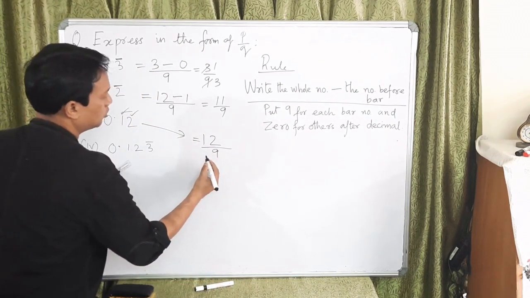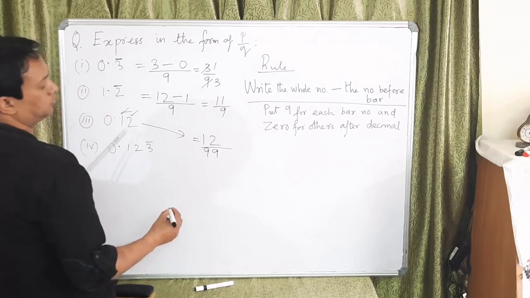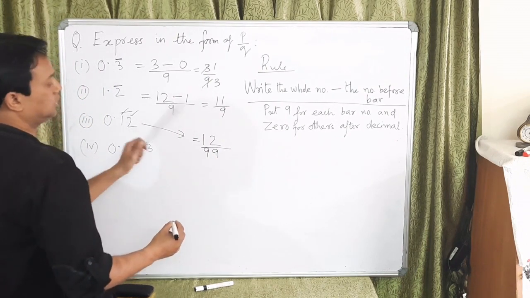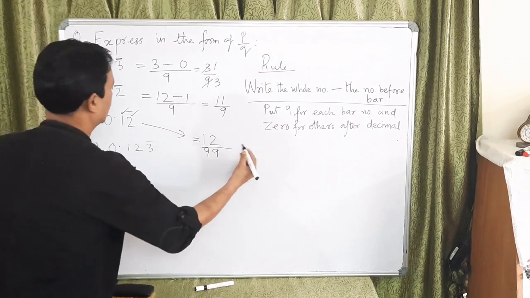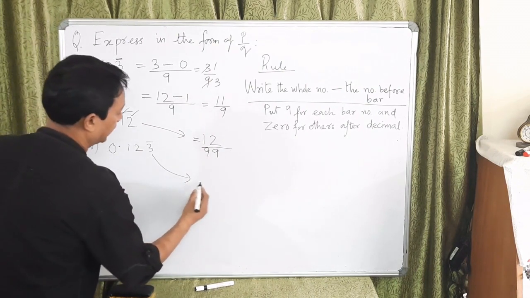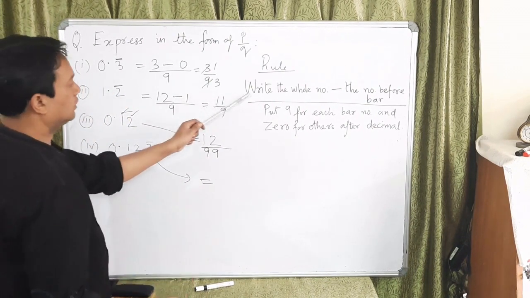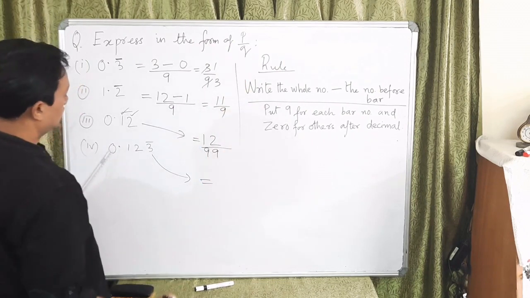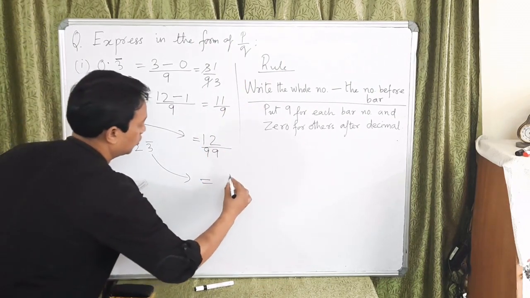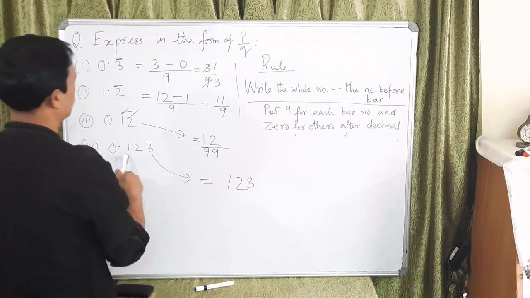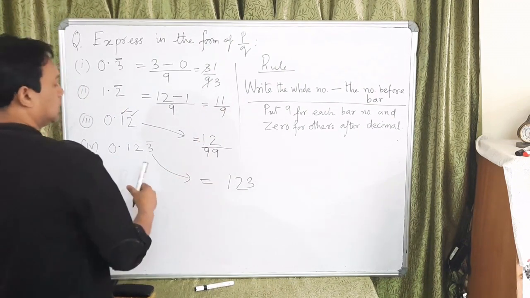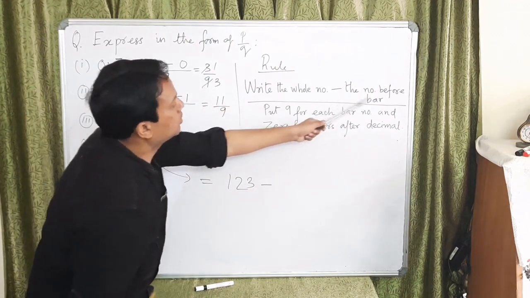So for 1 bar number, we'll put 1 nine. There is another bar number, so we'll put 2 digits, so 2 nines. 3 digits, we'll put 3 nines. Then you can cancel and get the answer. If you look at this one, again, follow the rule. This is 0.123, right? The whole number is 123. Now, minus the number before the bar.